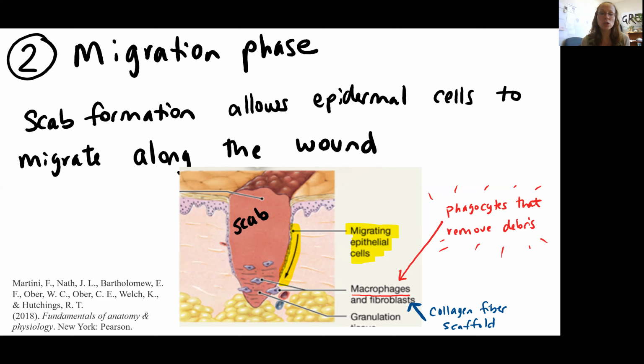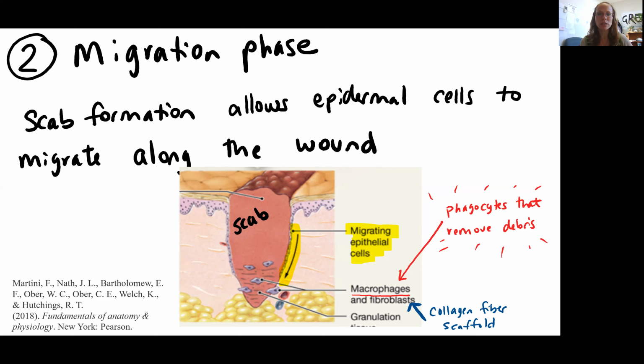In addition to having these epidermal cells migrating along the wound, we also have a group of macrophages. This is one of our special types of phagocytic cells that is going to remove debris as well as any pathogens. Remember, phagocytosis is talking about cell eating.